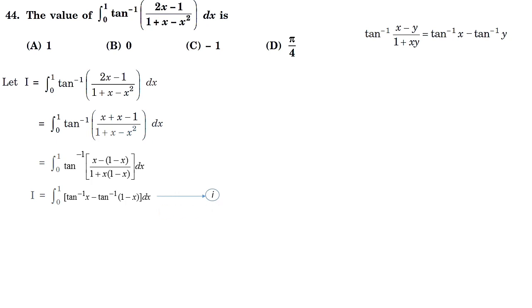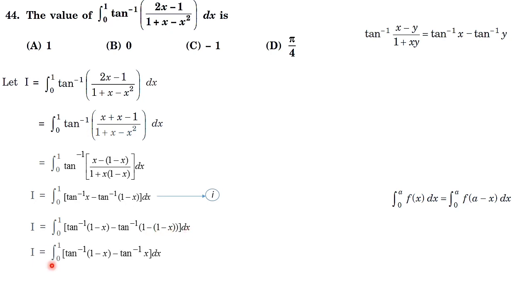Now check the property here with limits 0 to 1. We have the property: integral 0 to a f of x dx is equal to integral 0 to a f of (a minus x) dx. Apply the property here. So I is equal to integral 0 to 1 tan inverse of (1 minus x), upper limit minus the variable, minus tan inverse of, again, 1 minus x will change as 1 minus (1 minus x), dx. Once again the x changes to 1 minus x, and already 1 is there, so 1 minus of (1 minus x) dx.